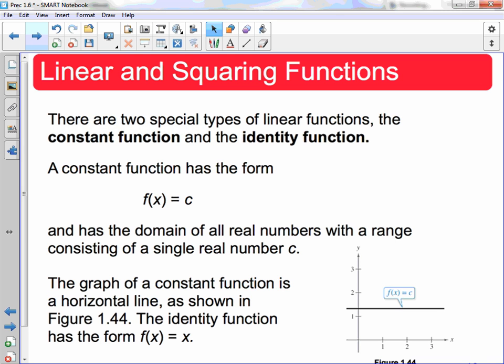Now, if it's just f of x equals a number like c, then it's a constant function. It's a straight line. The domain is all real numbers, but the range is going to be whatever that single value is.